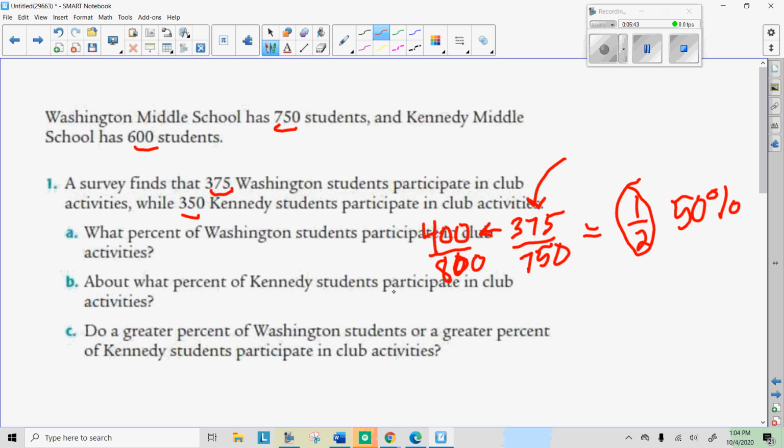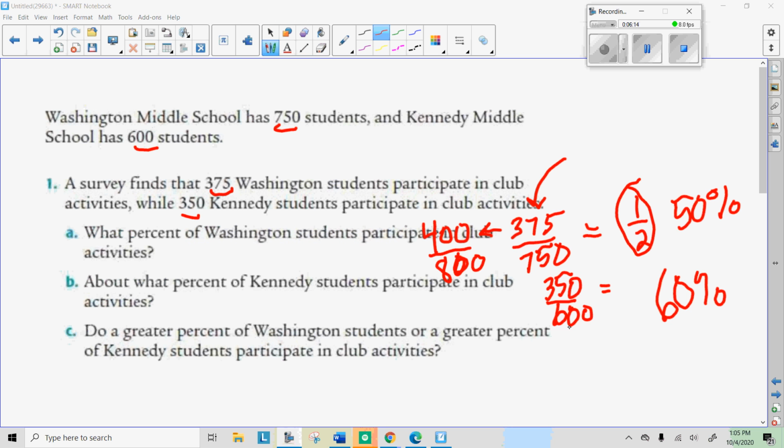Okay? So it says about what percent of Kennedys. So I'm going to write this down and I'm going to let you guys guess and then I'll tell you what I would have done. But so Kennedy has 350 out of 600. Now start by thinking about that. Is that more than 50% or less? And then try and figure out about how much more. Now it's not exactly 60%, but it's really close to 60%.